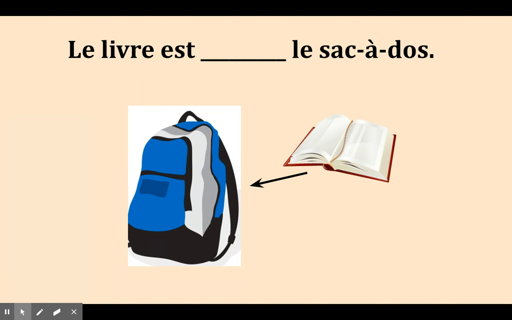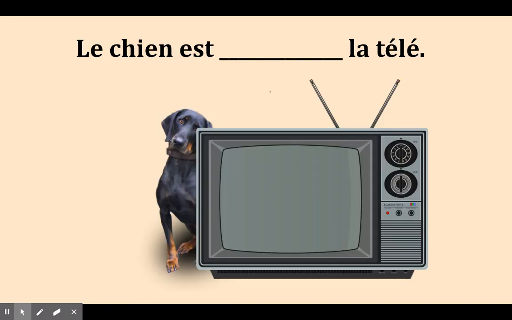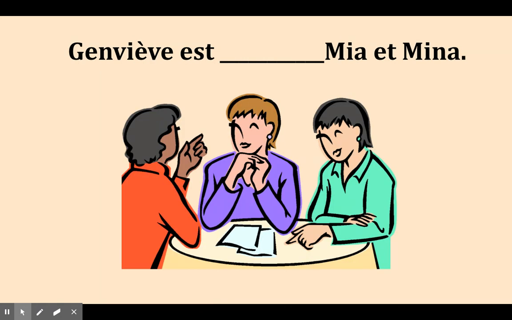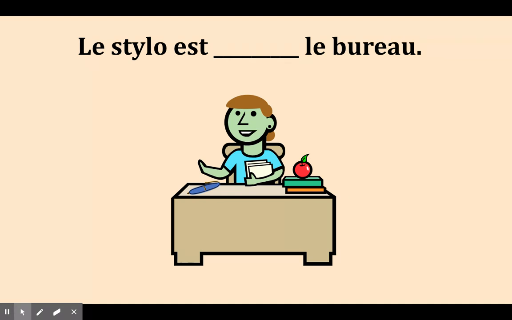Le livre est dans le sac à dos. Le chien est derrière la télé. Le chien est derrière la télé. Geneviève est entre Mia et Mina. Geneviève est entre Mia et Mina. Le stylo est sur le bureau. Le stylo est sur le bureau.